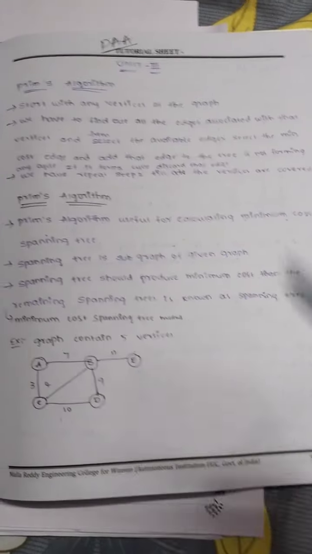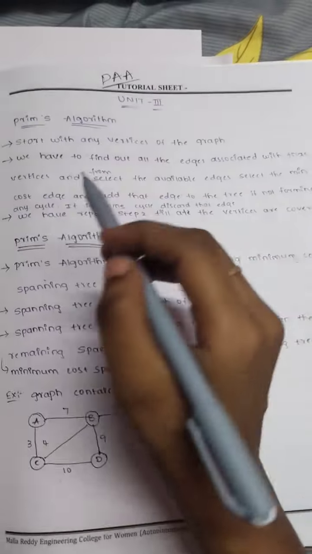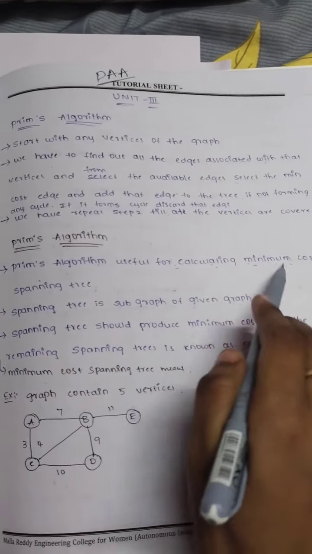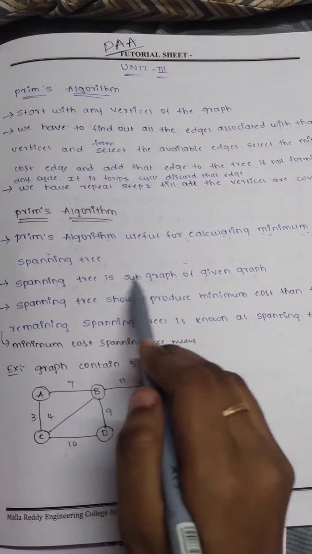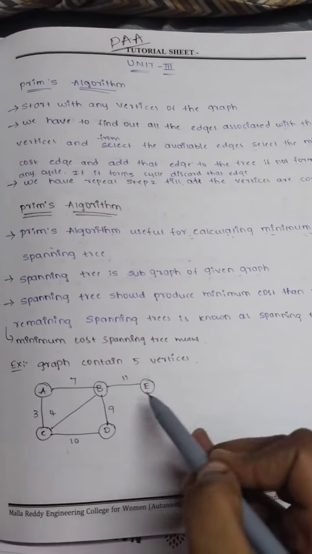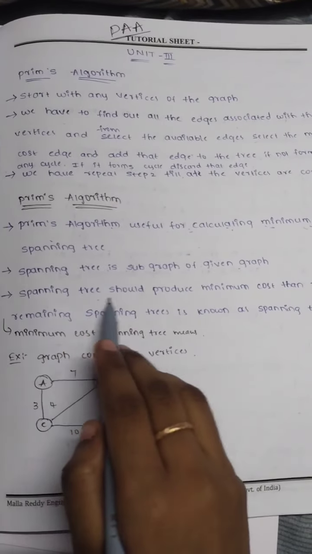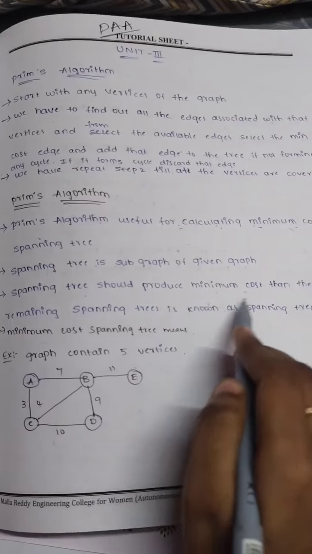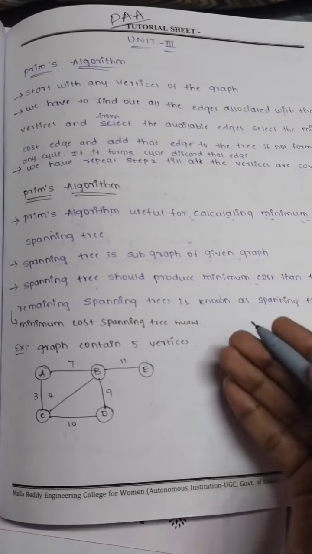Today we are discussing Prim's algorithm in DAA, Design and Analysis of Algorithms. What is Prim's algorithm? Prim's algorithm is useful for calculating the minimum cost spanning tree. Means we can calculate the minimum cost of a spanning tree. And a spanning tree is a subgraph of the given graph. A spanning tree that produces minimum cost compared to the other remaining spanning trees is known as the minimum cost spanning tree. Means it should produce some cost.